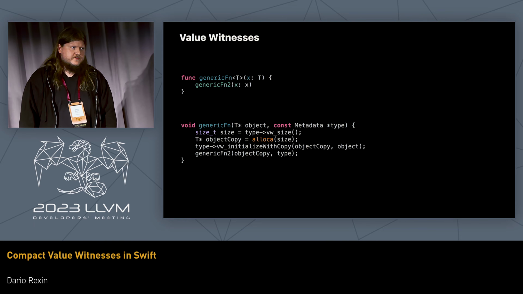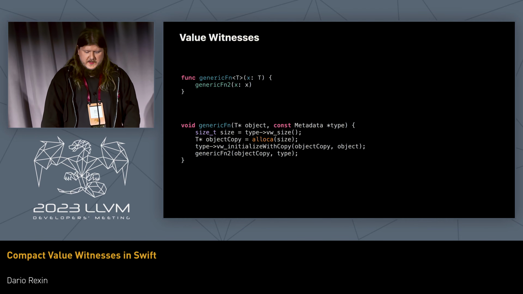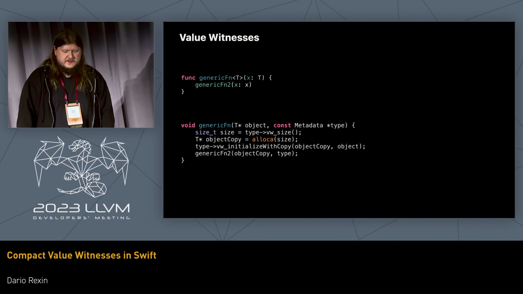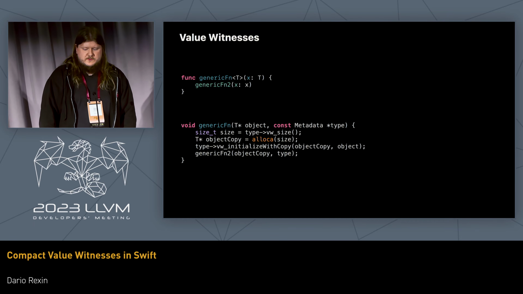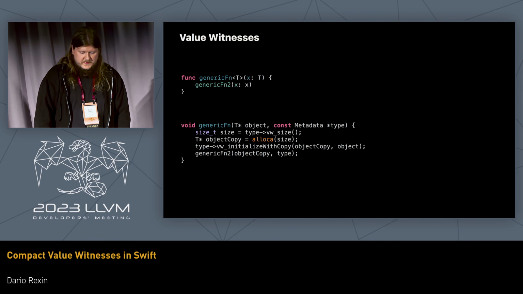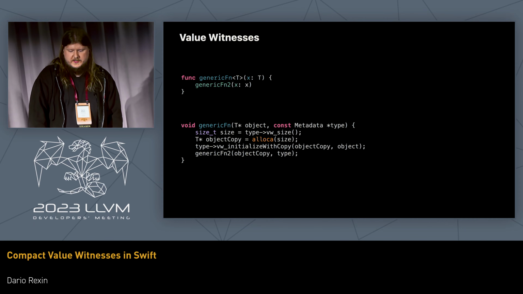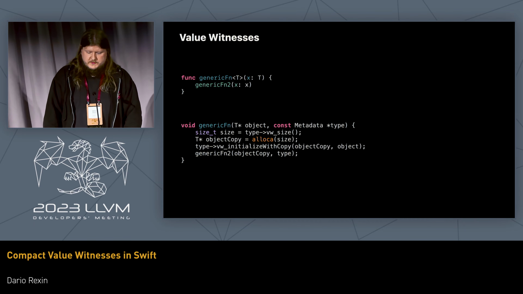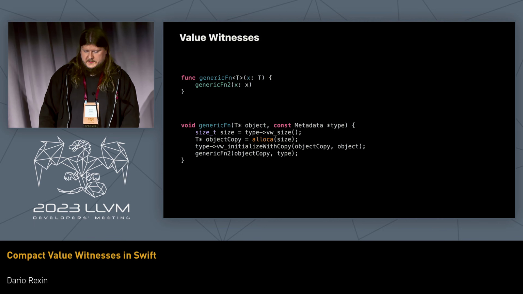I'm showing the code here in C++ instead of IR for readability. The compiler added an additional parameter to the function that contains the metadata of T. Through this metadata object, we gain access to its value witness table. We ask the witness table for the size of the object, create a stack allocation of the given size, and copy the object into the newly allocated memory by calling the initializeWithCopy witness before we pass it on to the next function.